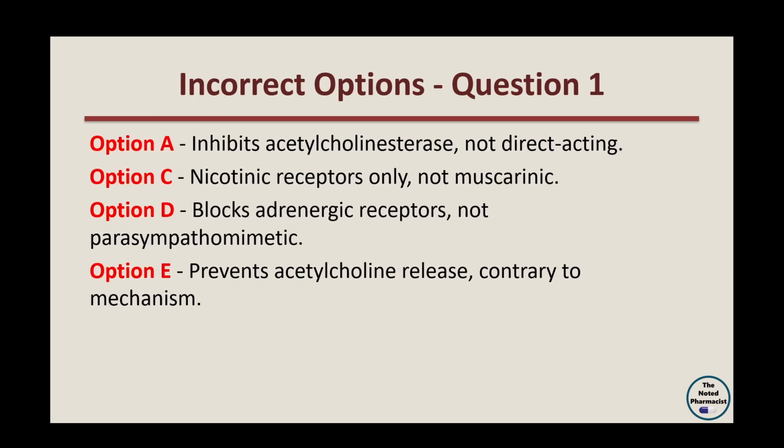Option A is incorrect because inhibiting acetylcholinesterase is the mechanism of indirect-acting parasympathomimetics, not direct-acting ones. Option C is incorrect because direct-acting parasympathomimetics target muscarinic, not just nicotinic receptors. Option D is incorrect because blocking adrenergic receptors relates to sympatholytic, not parasympathomimetic activity. Option E is incorrect because preventing acetylcholine release would inhibit, not mimic, parasympathetic activity.